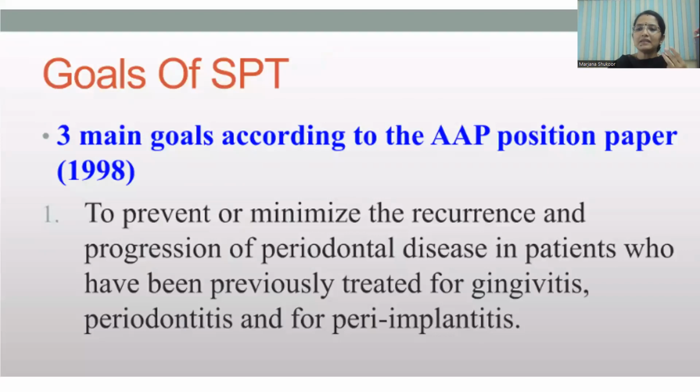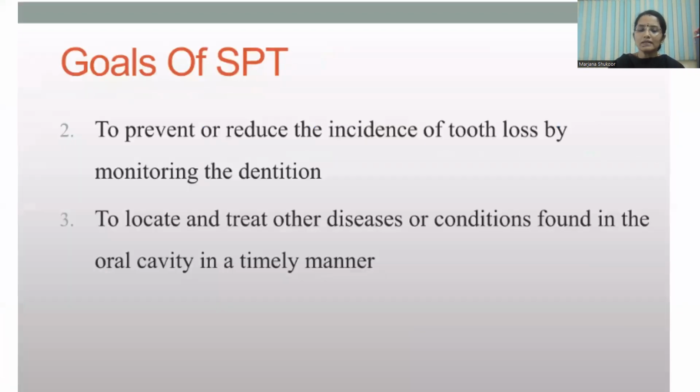Coming on to the goals, you have 3 main goals. First is to prevent or minimize the recurrence and progression of periodontal disease in patients who have been previously treated for gingivitis, periodontitis, and peri-implantitis. The second goal is to prevent or reduce the incidence of tooth loss by monitoring the dentition. And the third goal is to locate and treat other diseases or conditions found in the oral cavity in a timely manner. So these 3 are the goals. We have seen 5 rationales and 3 goals of SPT.